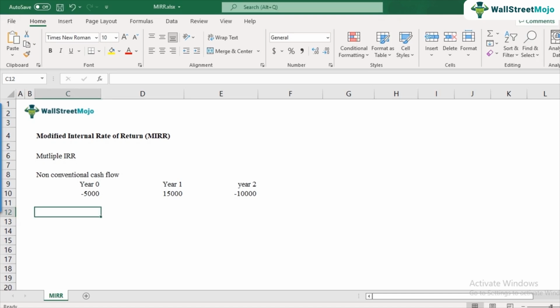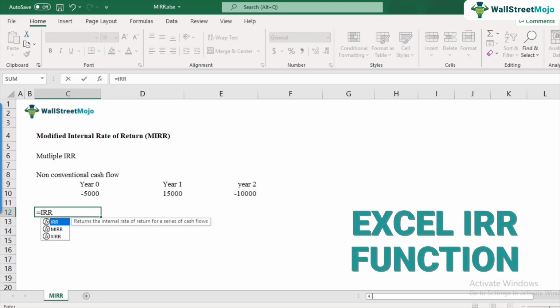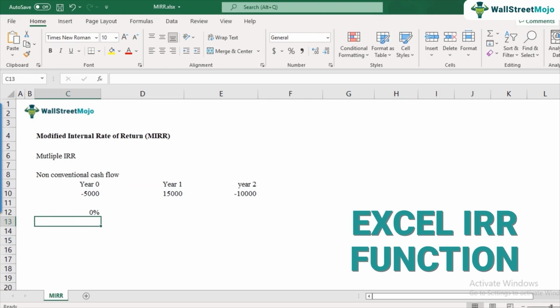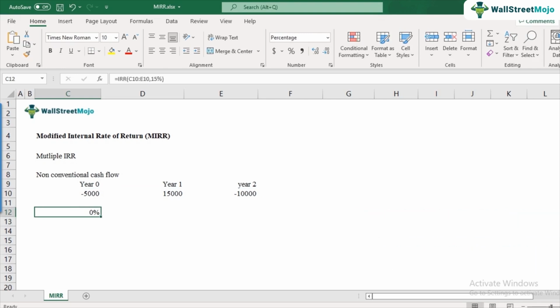So let us calculate the IRRs here. I'll use this formula called IRR. And this will expect the values. These values are like minus 5,000, 15,000 and minus 10,000. And then we need to provide a guess. So let me provide a guess of, let's say, 15%. Okay. So what do we get as a solution? We get the solution as 0%. So IRR is 0% in the first case.